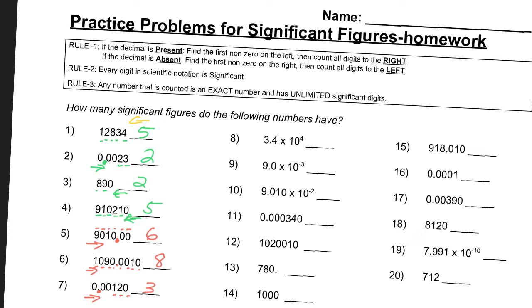Number 8, decimal is present. So I'm going to go to my first non-zero number, which will be 3. I'm going to count till I run out. 3, 4. I never count this part of the number in significant figures. This would have 2 significant figures. Number 9, decimal is present. Start from this side, count till you run out. This would have 1, 2. Again, you'd never count this part. 2 significant figures.